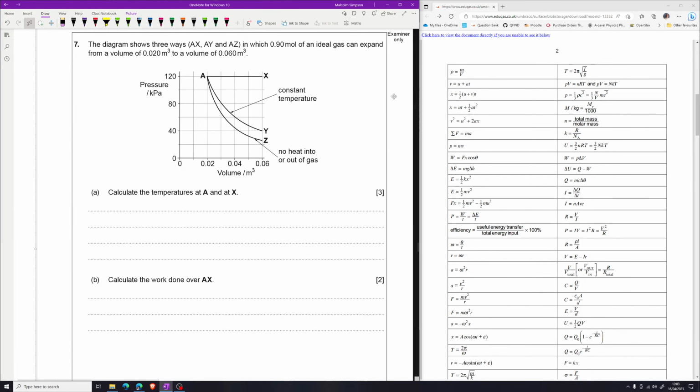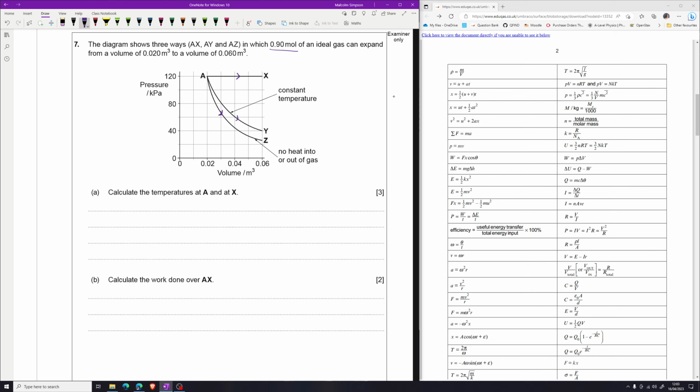Question 7 then, and this is thermodynamics. As we can see, we've got a classic PV graph. So let's get involved. The diagram shows 3 ways in which this much ideal gas can expand from this volume to this volume. So this is expanding. It hasn't got arrows on. I'm going to draw them on. There's 3 ways that it can expand. It can either do AX or AY or AZ.